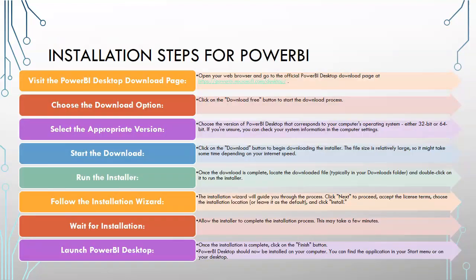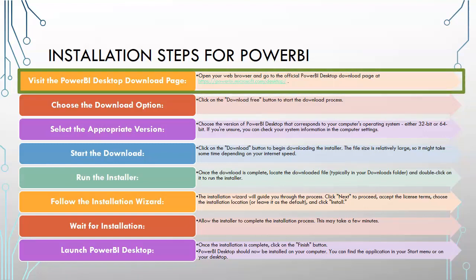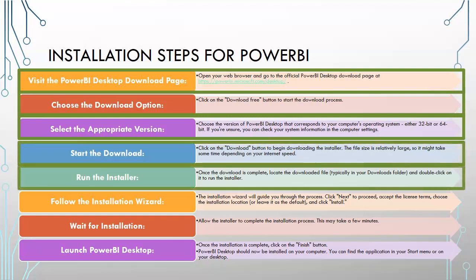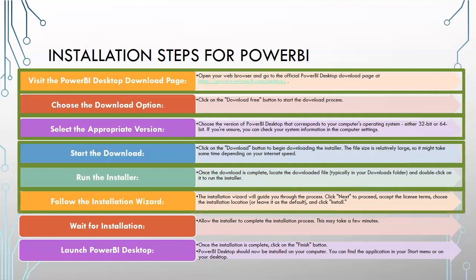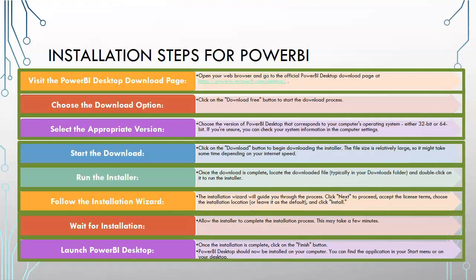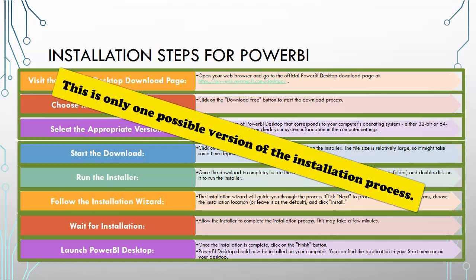So here are the installation steps that we're going to take. First, we're going to take a look at the download page, then pick the download option, select the appropriate version. We know that my computer is a 64-bit computer, so we're going to pick the 64-bit version. We're going to download, and then we're going to run the installer. The download on my computer automatically goes into the downloads directory. Then we're going to go through the installation wizard and we wait for Power BI Desktop to install, and then we're going to launch Power BI Desktop. All right, let's do that.